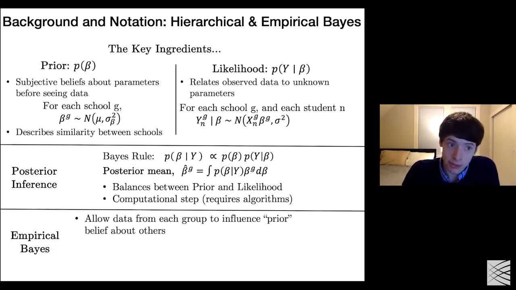Okay, a final piece that I'll talk about for background here is empirical Bayes, which is this idea of using the data to help choose our prior distribution.